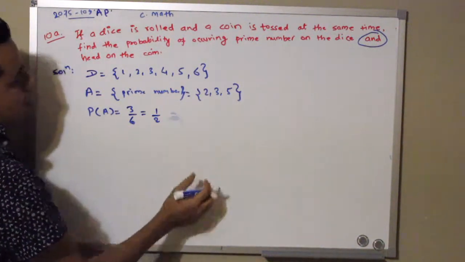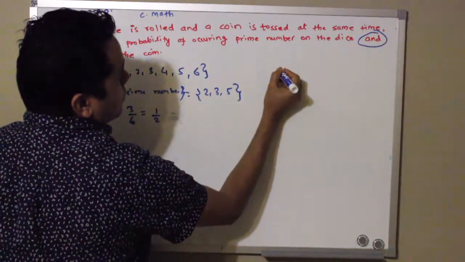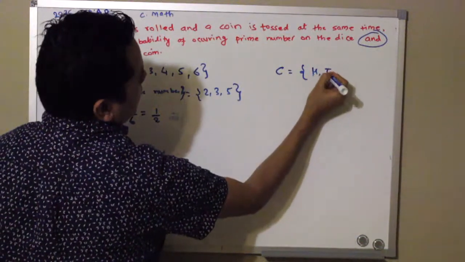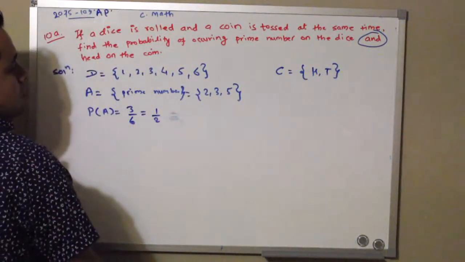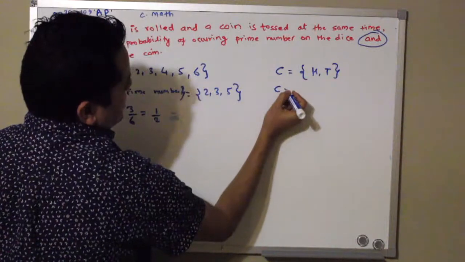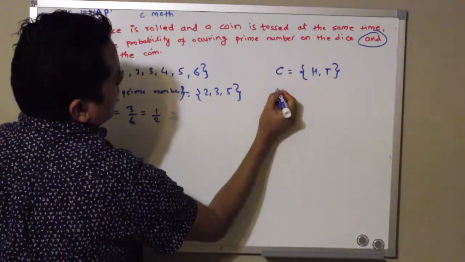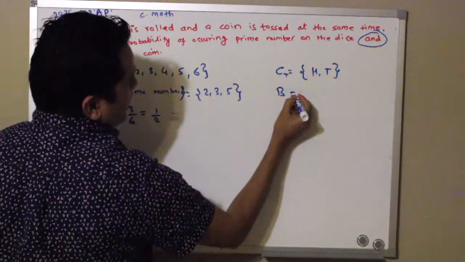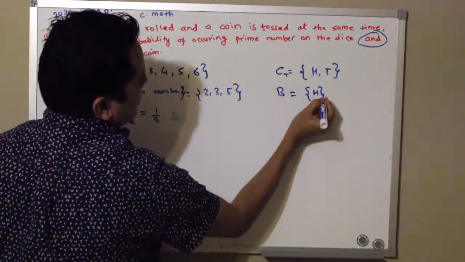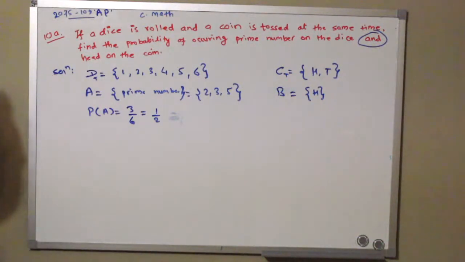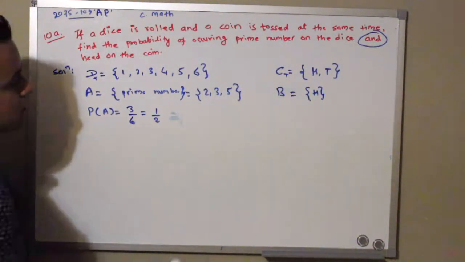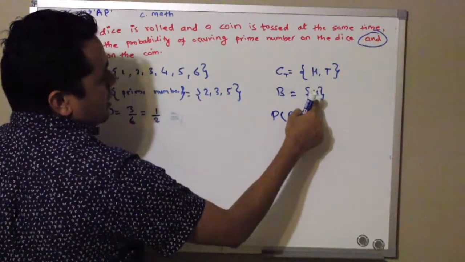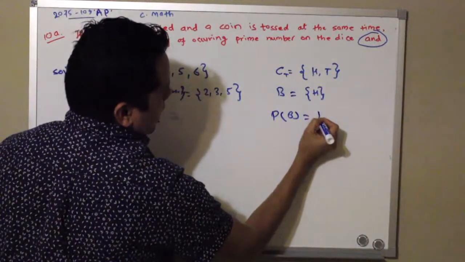That's the probability of A. Similarly, when you toss a coin, what are the possible outcomes? Head, tail. So event B is just having a head. What is the probability of B? Intended is 1, total is 2. 1 over 2.